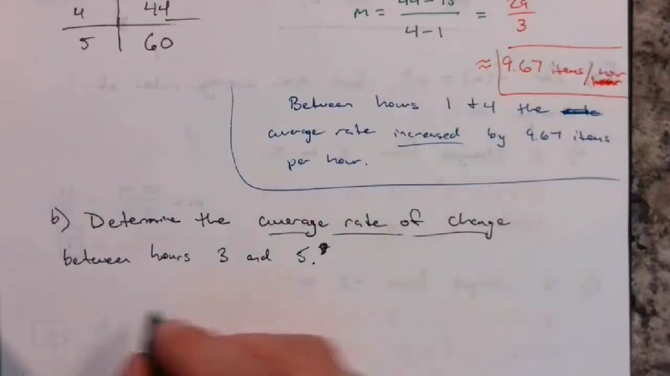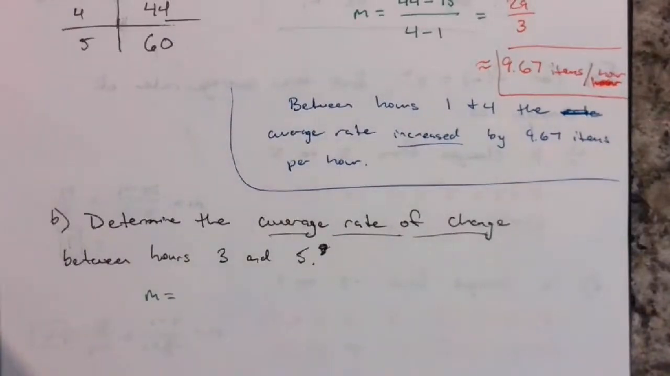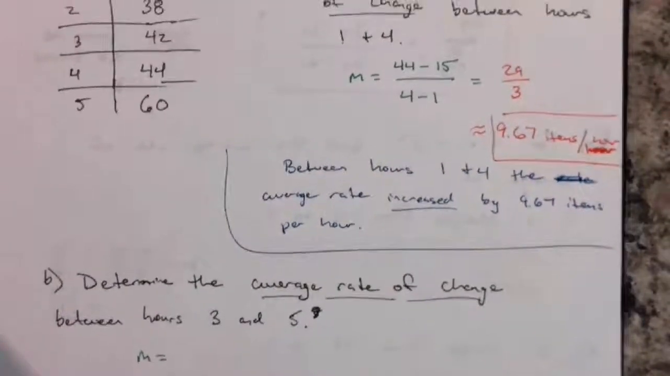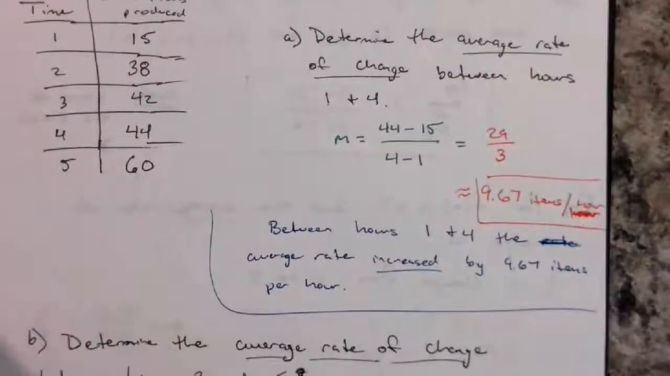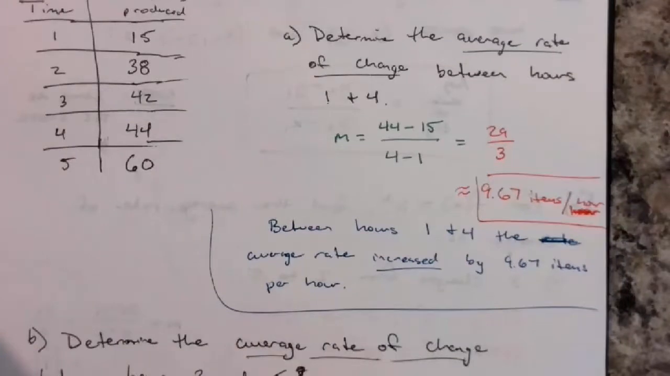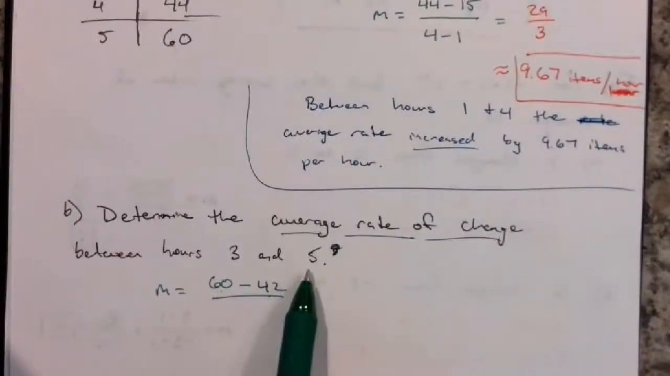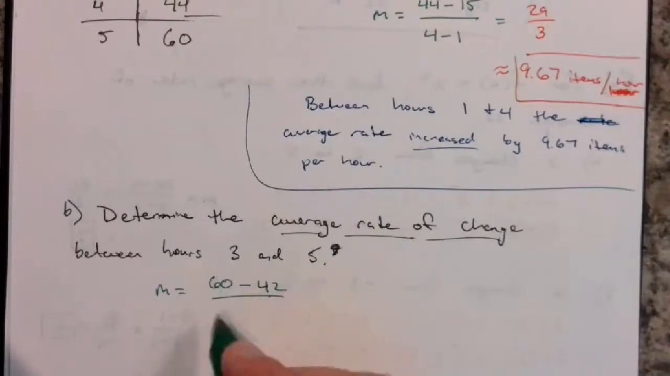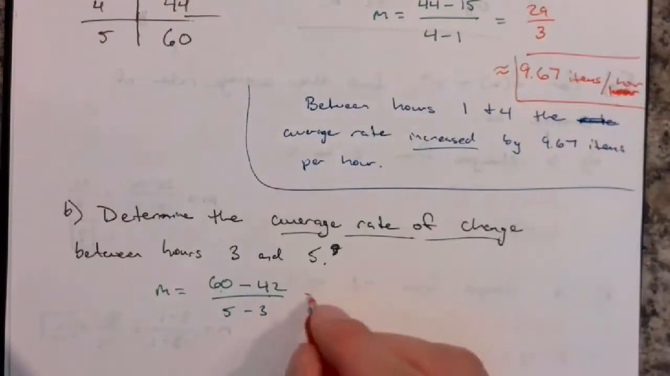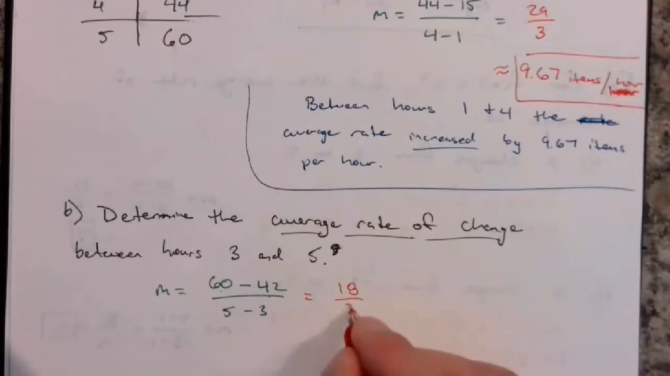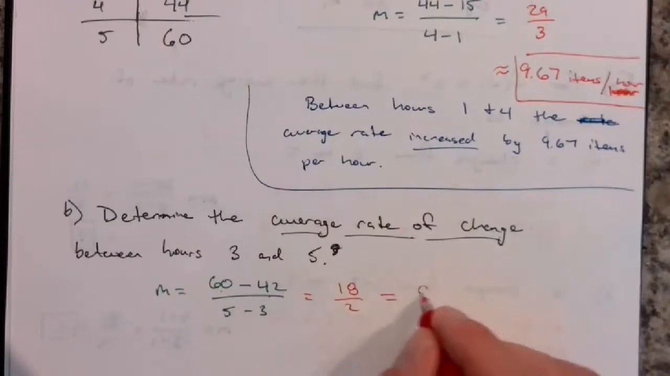And looking at the slope between hours 3 and 5, well, at hour 5, the items produced was 60, so that'll be my first y value. So 60 minus, at hour 3, the y value there is 42, so we have 60 minus 42. All right, so y2 minus y1 over, remember, x2 minus x1 would be 5 minus 3. And evaluating that, 60 minus 42 gives us 18, over 5 minus 3, which is 2, so this equals 9.